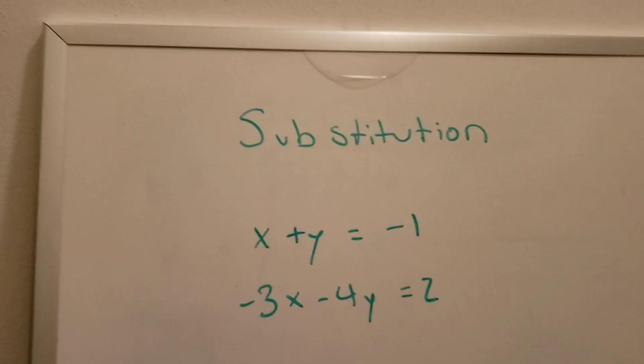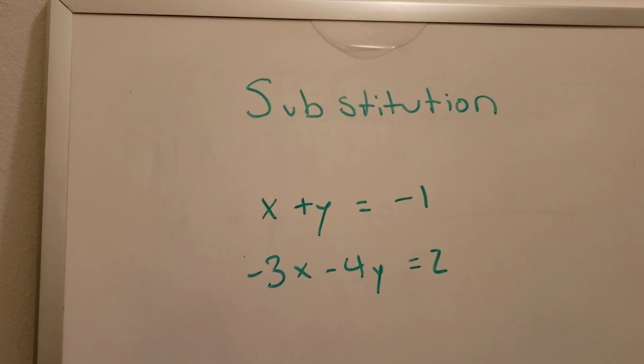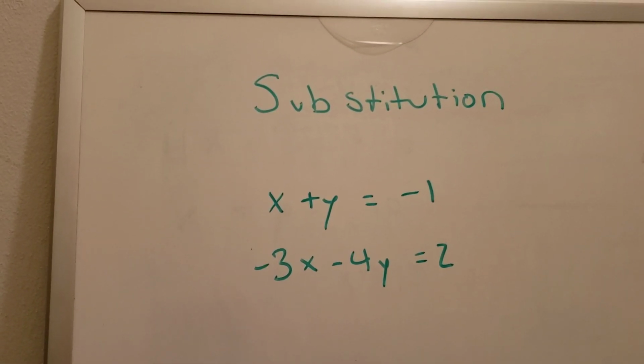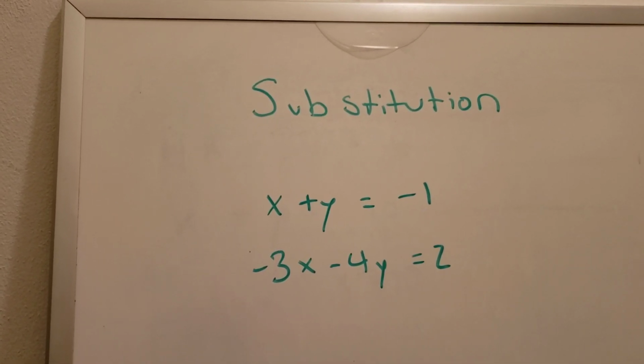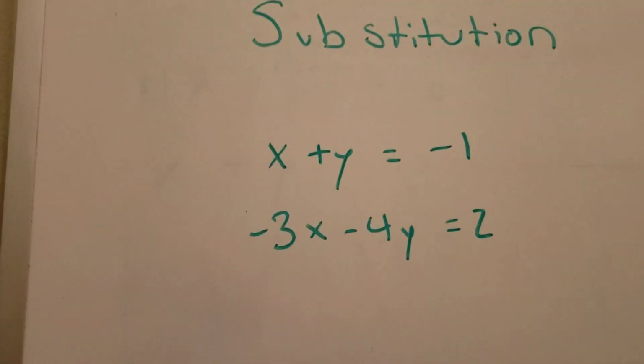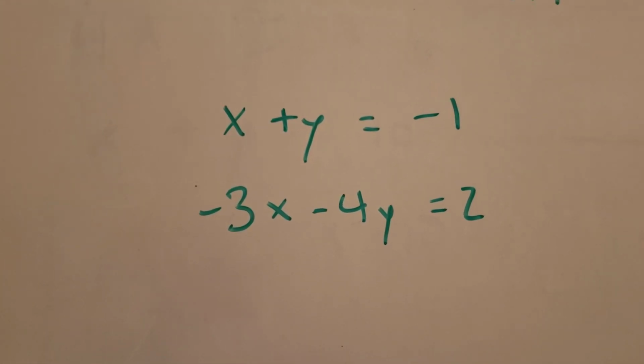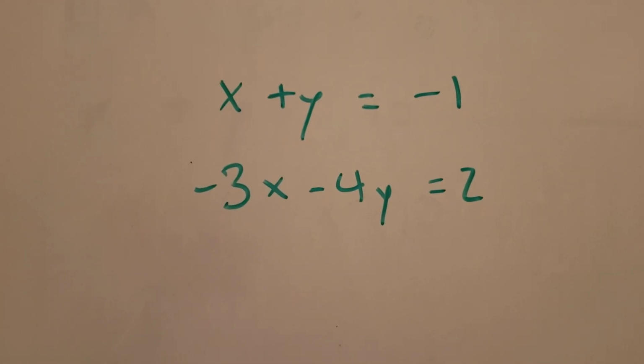Today we're going to be doing some more examples of the substitution method of solving systems of equations. I've got 3 examples for us, so let's get started. Now, here's our first system of equations. We've got x plus y equals -1 and -3x minus 4y equals 2.